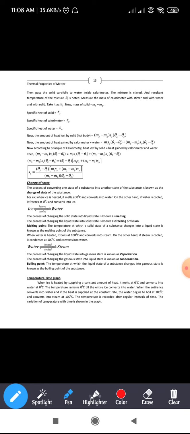Similarly, when you take water and cool it, it gets converted into ice, correct? When you heat the liquid, it gets converted into steam. When you cool that steam, again it gets converted into liquid. So this is called the change of state. We also went through melting, freezing, vaporization and condensation in the last class, right?